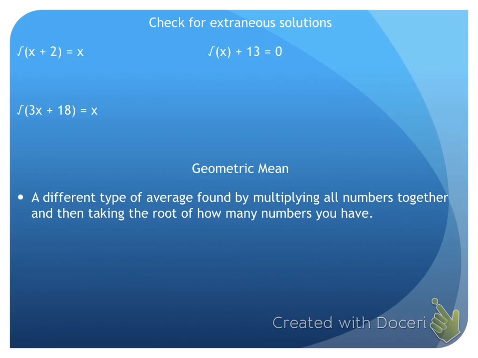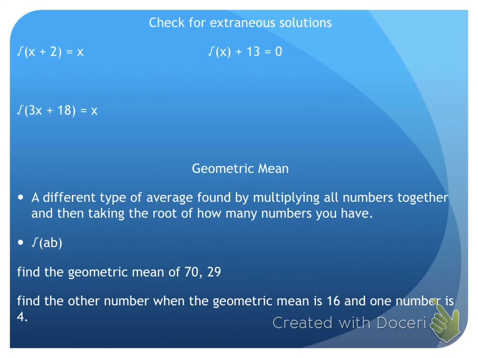The last thing here was our geometric mean. Again, just a different type of average. I multiply my numbers together and then take the root of however many numbers I have. So here I'm just using two numbers, so I'm going to take the second root, which is the same thing as a square root. So I multiply together, take the square root, and that'll give me my geometric mean.